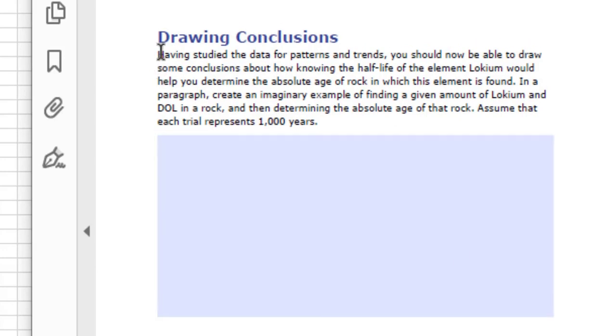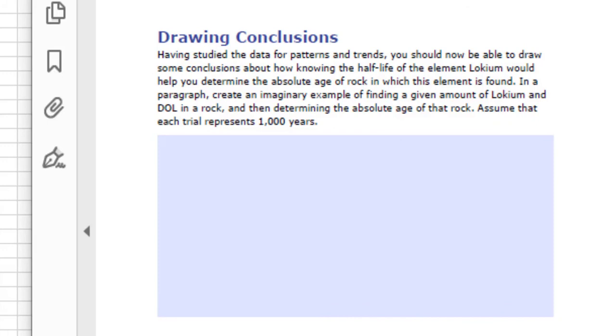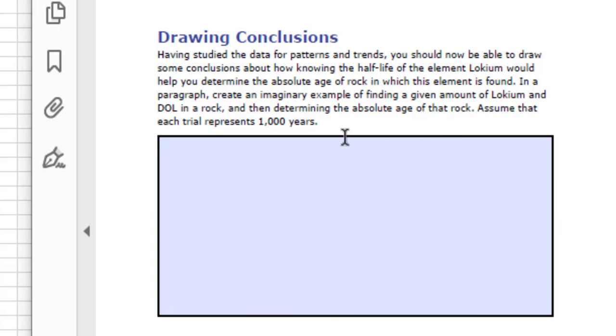And then you are now ready to draw your conclusions. So having studied the data for patterns and trends, you should now be able to draw some conclusions about how knowing the half-life of the element lithium would help you determine the absolute age of rock in which this element is found. In a paragraph, create an imaginary example of finding a given amount of lithium and DOL, or daughter of lithium, in a rock, and then determining the absolute age of that rock. Assume that each trial represents 1,000 years.